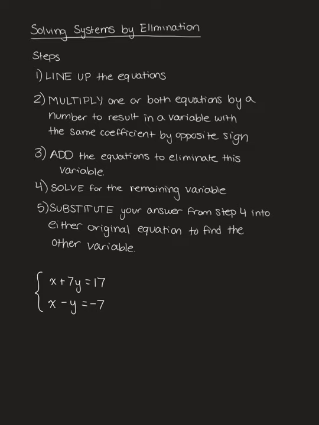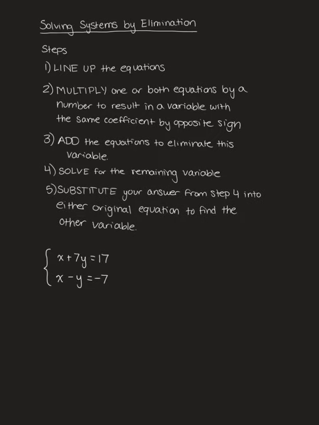Okay? So our goal is to have one variable that has the same coefficient but opposite sign. Then we are going to add the equations to eliminate this variable. The reason we want the opposite sign is because that way we are always going to add. Okay? Then we are going to solve for the remaining variable and then substitute whatever we get for that variable into one of the original equations to find the other variable. Okay, so this is kind of a lot. Let's look at an example here.